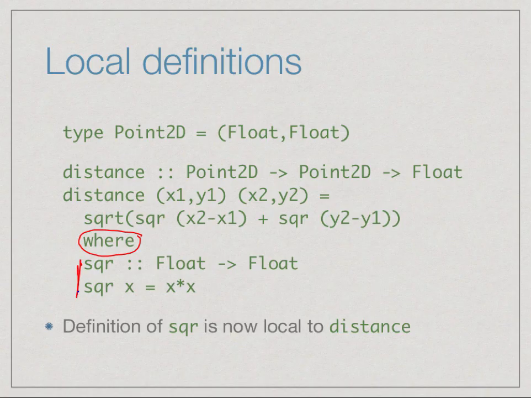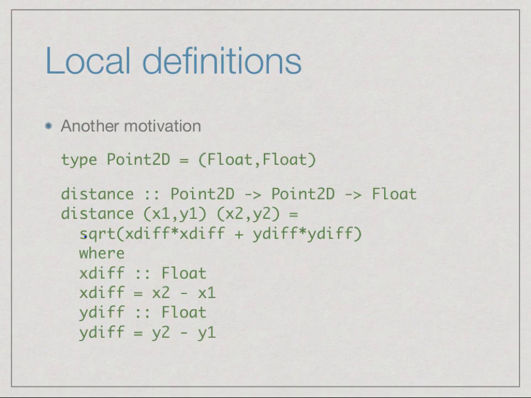Now square is available within distance, but it's not available outside. So distance can make use of square, and the function square is defined inside. So it's local, the scope is only within distance. Outside, if I say square, there is no square. So this is an obvious advantage of having local definitions, using this where command, which allows you to localize the definition.